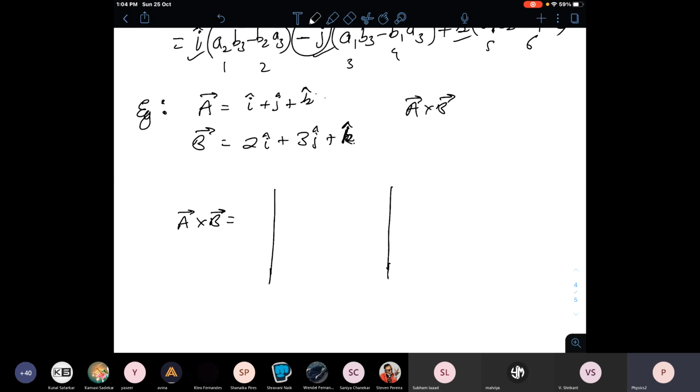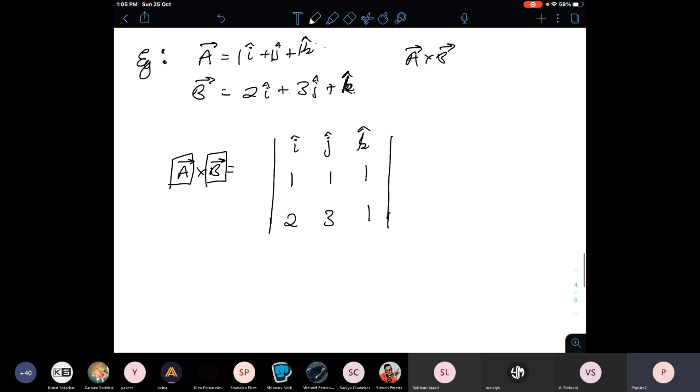So a cross b, draw the determinant, write i cap, j cap, k cap over here. Then the first vector, what is the first vector? A vector. Coefficients of a vector, what are those? 1, 1 and 1. Then we go to b vector, the second vector. The second vector's coefficients are what? 2, 3, 1. 2i cap, 3j cap, k cap. So 2, 3 and 1. Now let's open it.